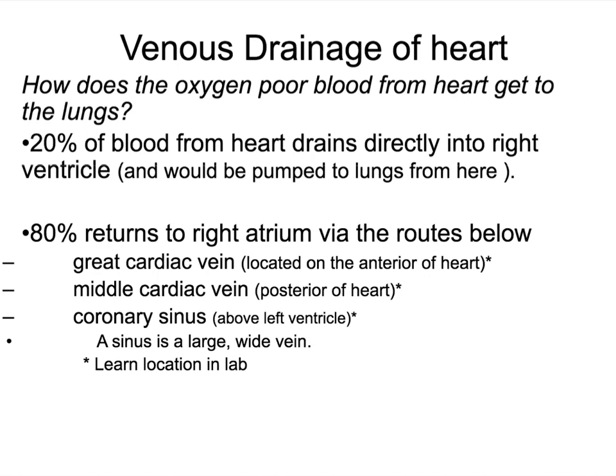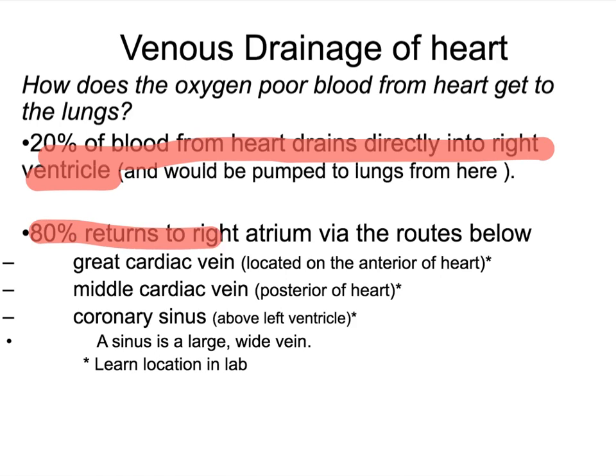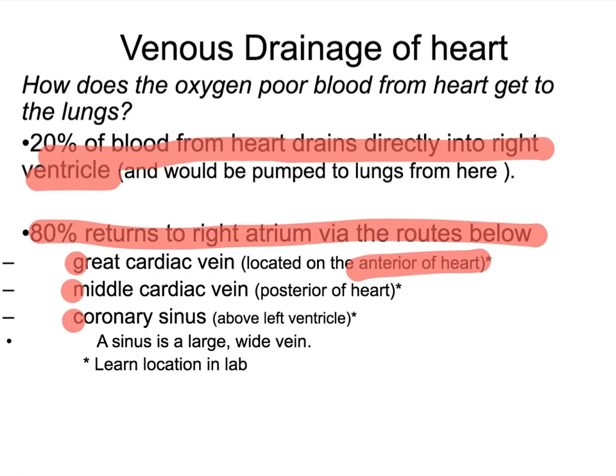One of them is 20% of it goes right into the right ventricle. So all the deoxygenated blood just dumps into the right ventricle. Now 80% of it goes to the right atrium and it travels down one of these three veins. There's a great cardiac vein, which is on the front of the heart, the middle cardiac vein, which is on the posterior of the heart, and then there's a coronary sinus, which is a large, wide, floppy vein. It's very big.